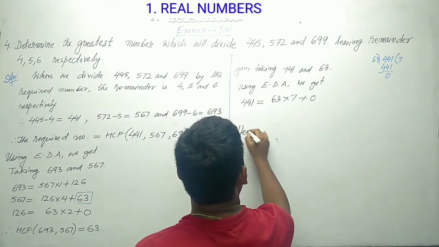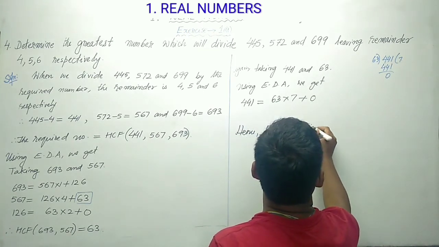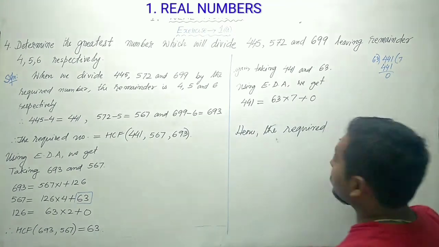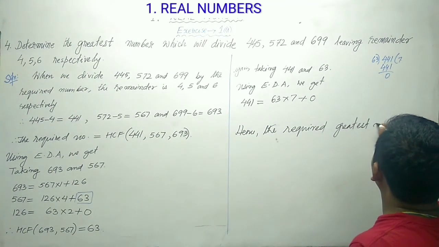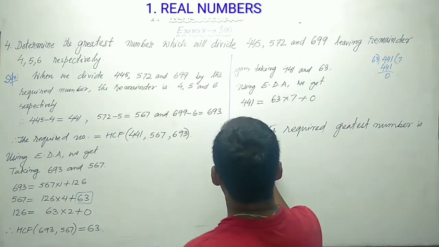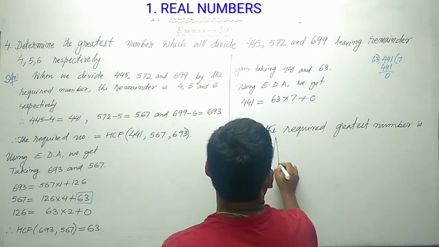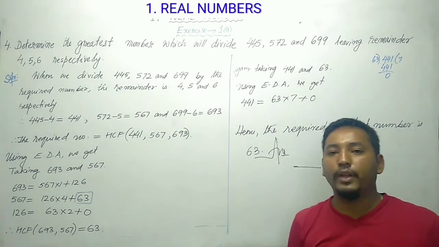So you can write down, hence the required greatest number is 63. That is our answer. Let us move on to the next question.